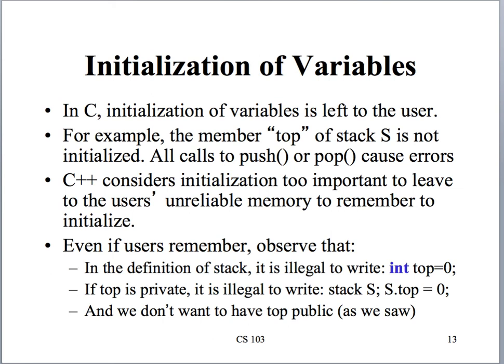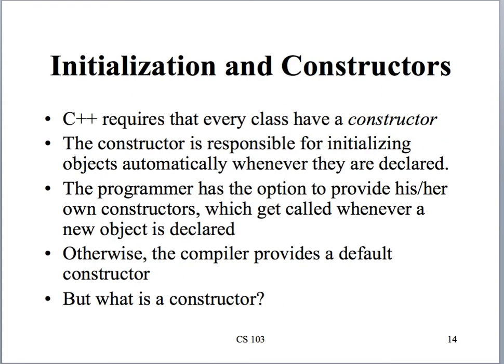In C, initialization of variables is left to the users. In C++, that's not the case. So if we declare a variable, for example, we don't necessarily have to initialize it, but we can't use it until that happens. In C++, we have a special sort of initializer member of each class by default called the constructor. So it's responsible for initializing objects when they're created. You can create your own, or the compiler will create one for you. If you create your own, then you have choices about what you can do.